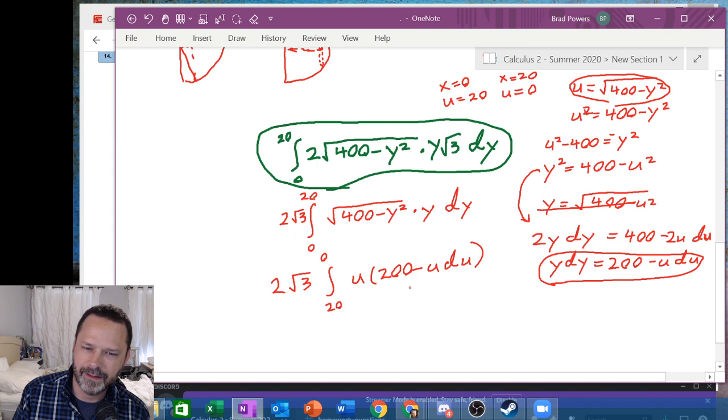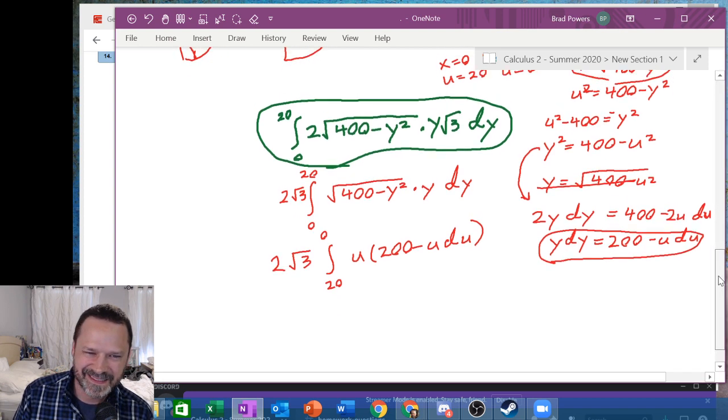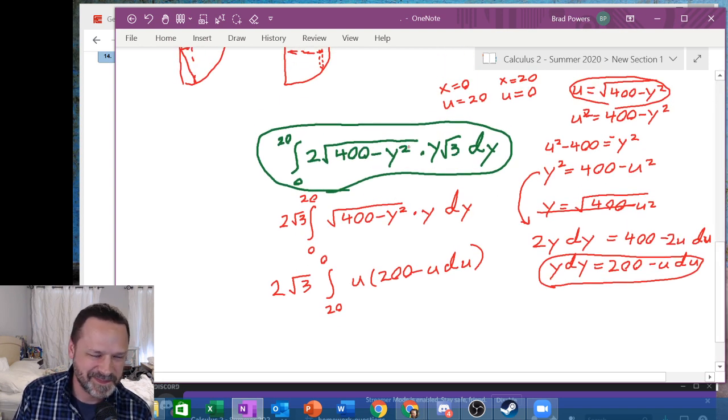I don't know. Now I'm not feeling that's right. I'll finish this later. Go over that with you. But this is the setup. This is the setup. I don't think this works, because the du needs to be multiplying everything. It's not.